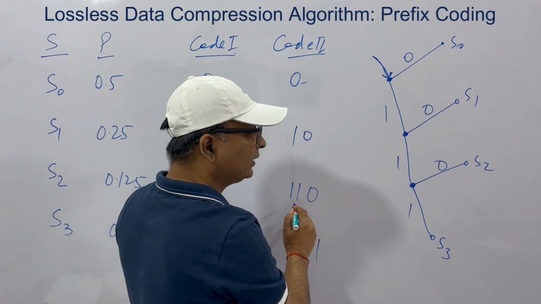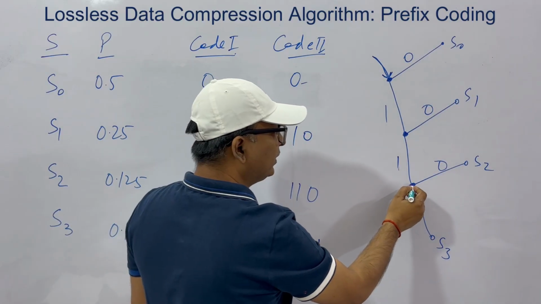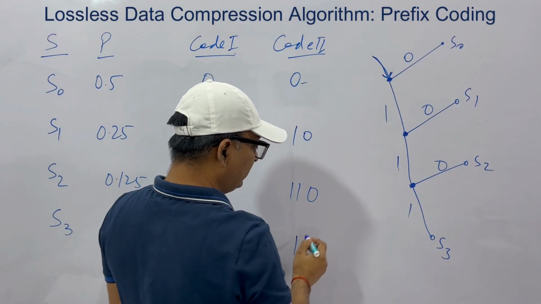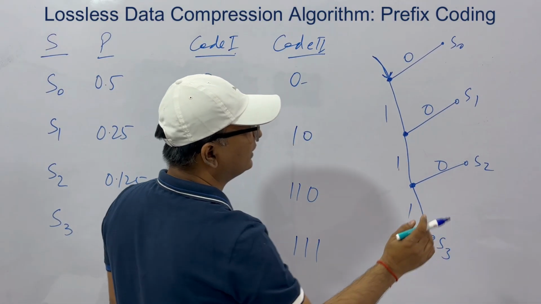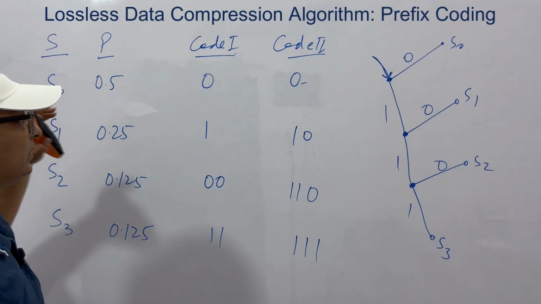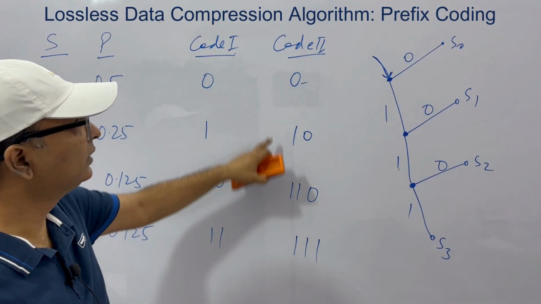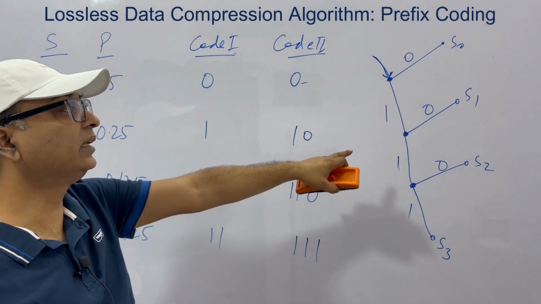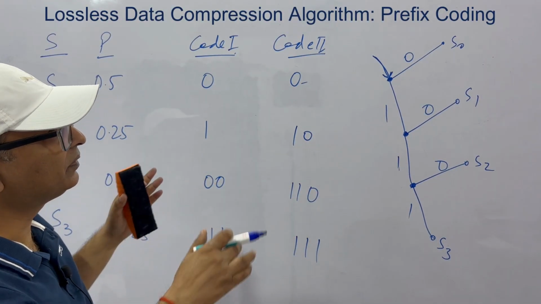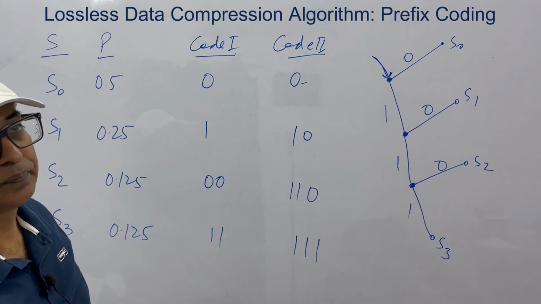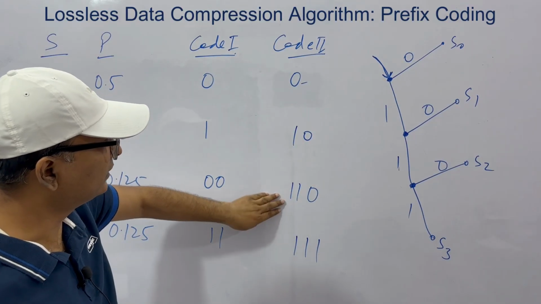Now again it is waiting whether this is 0 or 1. If it is 0, it will send to this, that is S2. And if it is 1, it will send to this, which is S3. See, S3, S2, S1, S0. So this code is uniquely decodable by this prefix coding algorithm. Our code is like this, not like this.